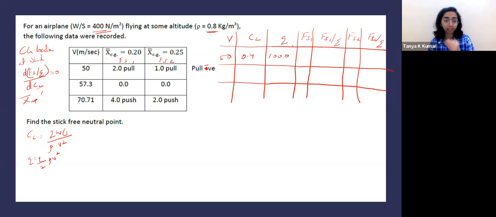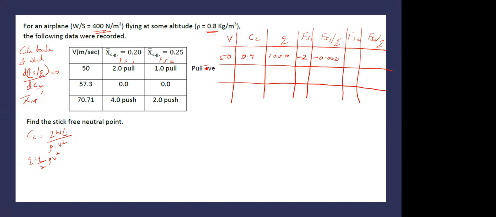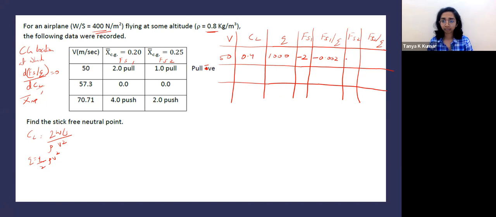So FS1 here, pull is negative. So FS1 is minus 2. And FS1 by Q is minus 2 divided by 1000. FS2 is plus or minus 1. Still pull, right? Pull is negative. So negative 1. So here you have negative 0.001. Now let's do it for the next case.